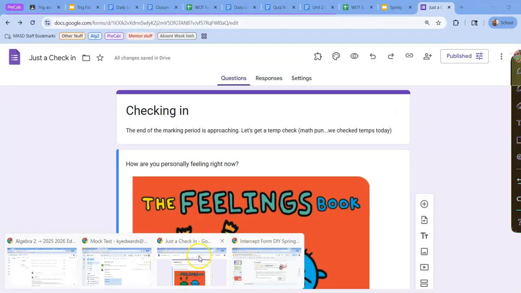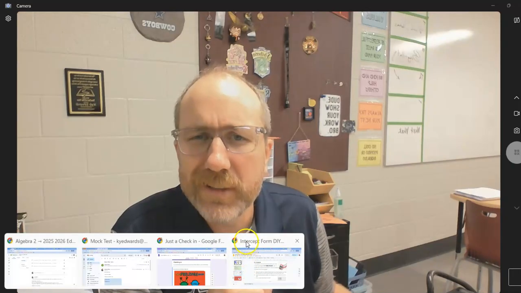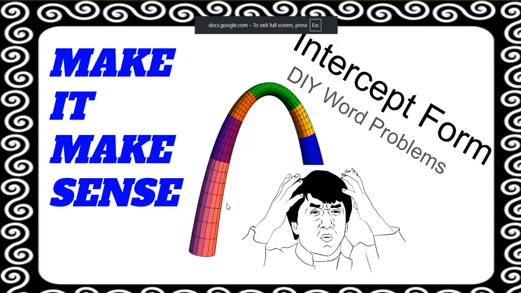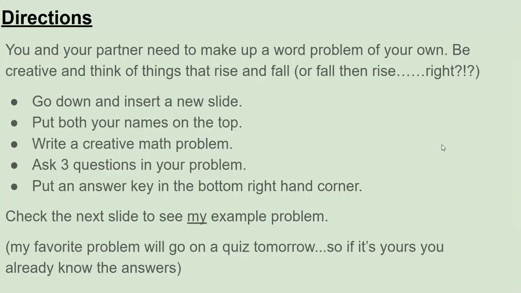So let me explain how this activity is going to go down. I am going to switch it over to the actual activity, what you guys are going to see itself. There it is. Here's the activity itself. It's called Make It Make Sense. Intercept form. We learned about intercept form on Thursday and Friday. We are making these problems now that make sense. Do it yourself. So here are the directions.